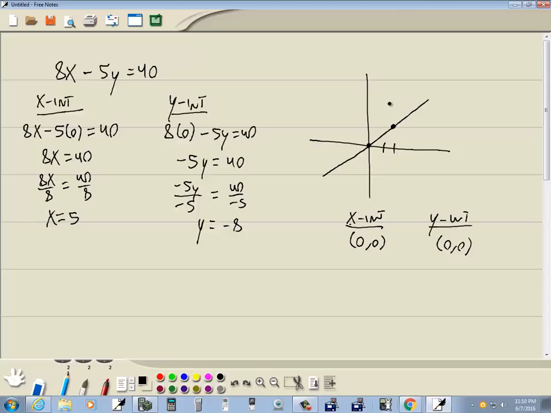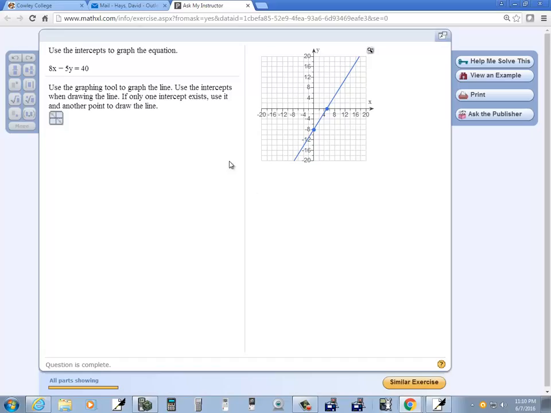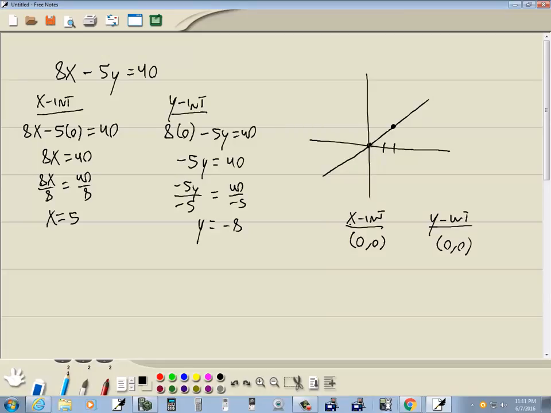And that's what it's referring to when it says, if only one intercept exists, use it and find another point to draw the line. When they say only one intercept exists, the only way that'll happen is if it passes through the origin.